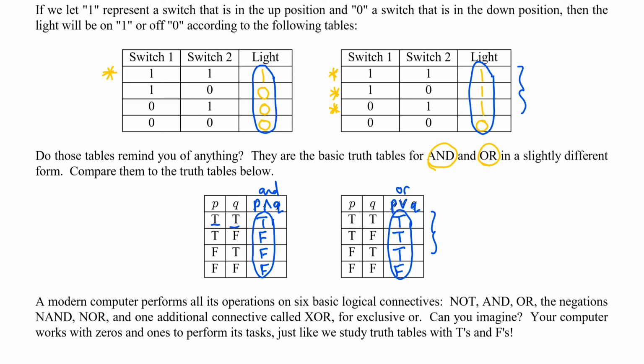So if you can associate these truth tables with what you know about light switches and buildings, I hope that gives you a deeper understanding of how to judge the truth value of a conjunction and a disjunction.